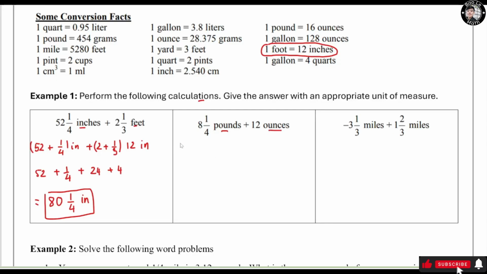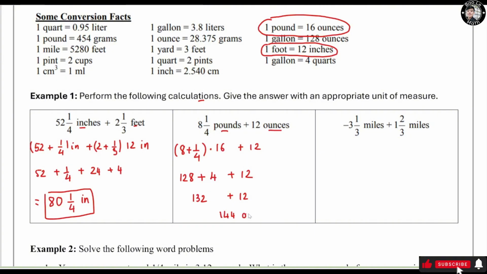So this guy turns out to be 8 plus 1 over 4 pounds. But we know that 1 pound is going to be 16 ounces, right? So we're going to multiply by 16 plus 12, right? 8 times 16 is going to be 128 plus 16 divided by 4 is going to be 4 plus 12, right? This guy turns out to be 132 plus 12 and it's going to be 144 ounces, right?